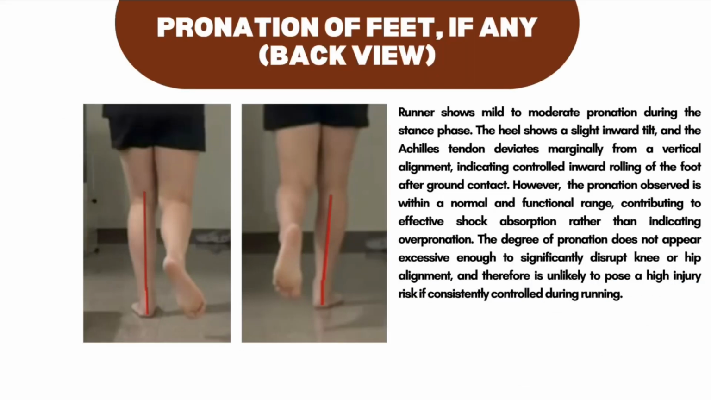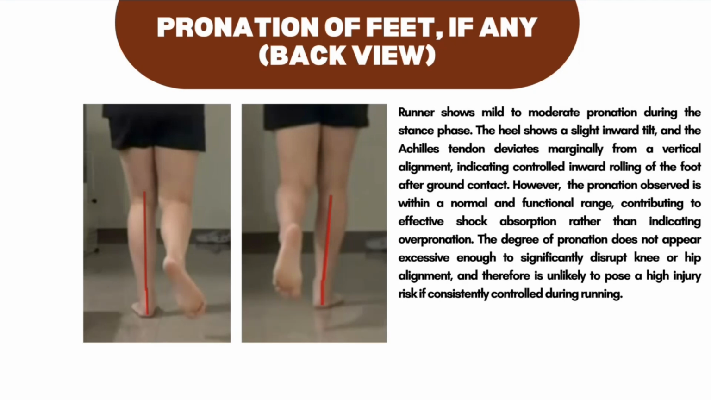Moving on to pronation of my feet, from the back view, you can see that I show mild to moderate pronation during the stance phase. My heel shows a slight inward tilt and the Achilles tendon deviates marginally from a vertical alignment, which indicates controlled inward rolling of the foot after ground contact.